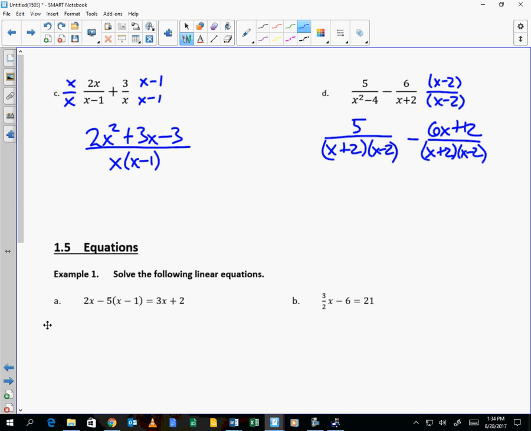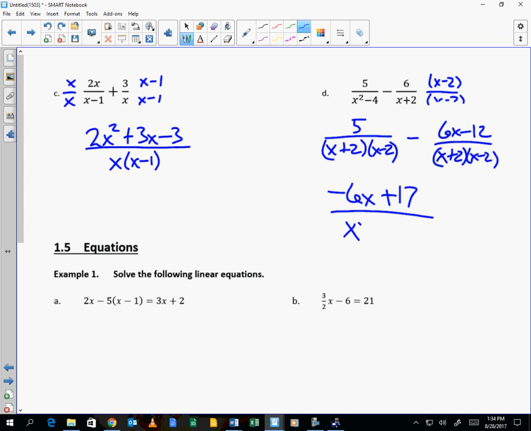And so we get 5 minus, wow, I've really messed this problem up, haven't I? So we get 5 minus negative 12 is 17, and we have a negative 6x over that x plus 2 times x minus 2.